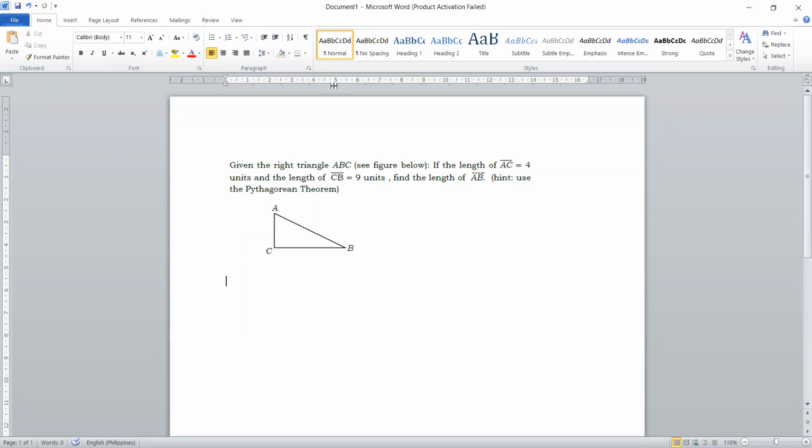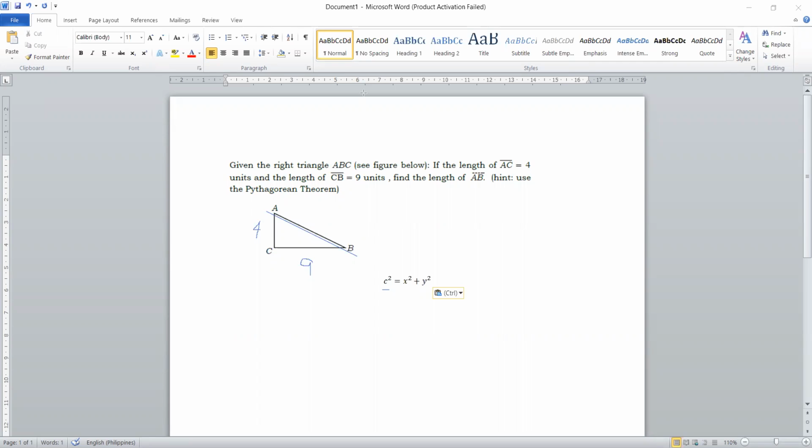So you have here a right triangle because you're supposed to use the Pythagorean theorem. So AC is 4 and CB is 9. So for your Pythagorean theorem, it should be c squared is equal to x squared plus y squared. So c squared is just your hypotenuse. That's the longest side of your right triangle. So in your figure, the hypotenuse is AB.